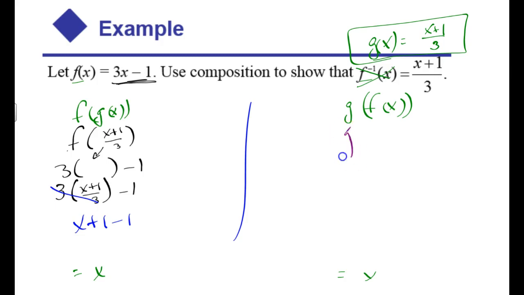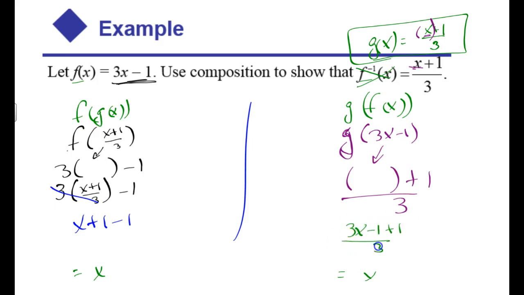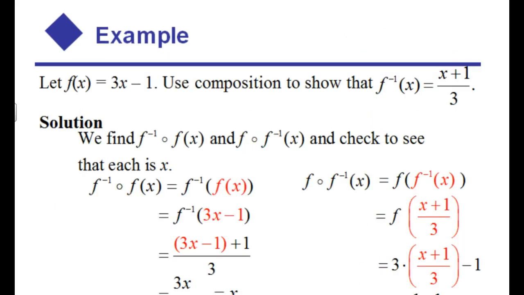So the left side should look different from the right side. Let's go find out. The f of x function is 3x minus 1. So this says go to the g function, and let's not write x plus 1 divided by 3, but let's plug in, again, replacing x with parentheses, I think is the key here, even if it takes another step to write this. So this is really 3x minus 1 plus 1 all divided by 3, which is really 3x divided by 3, and that cancels to x. So again, the left side looks a little different than the right side, but the results are the same.